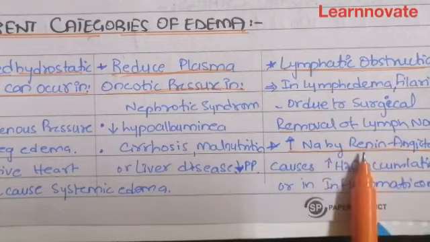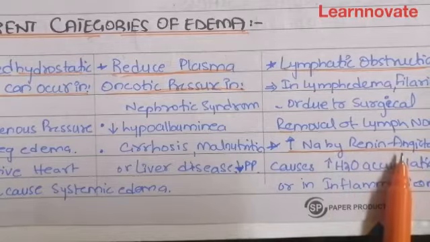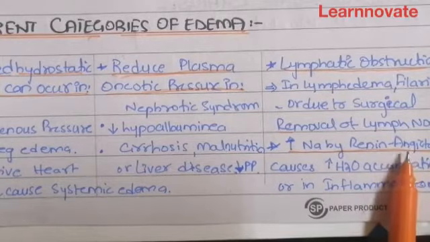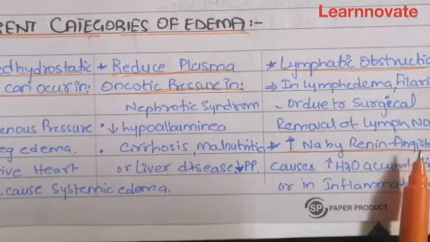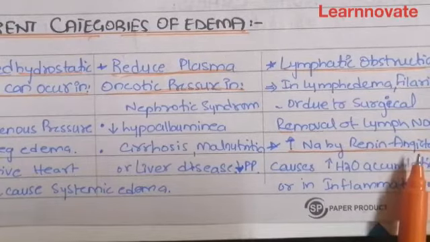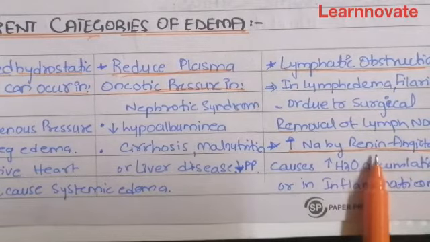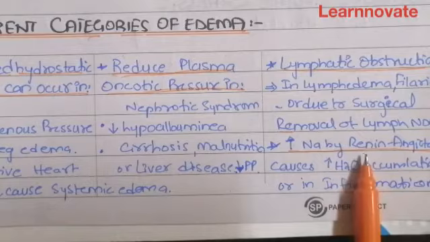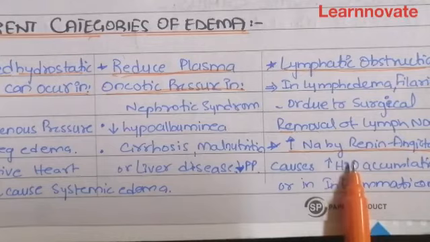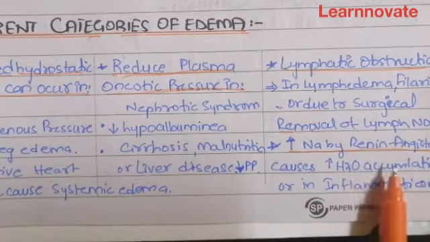Now the fourth main category of edema is increased sodium and water retention, and this occurs by activation of the renin-angiotensin system. When there is a decreased blood volume, as happens in congestive heart failure or other conditions, the blood volume decreases and there is a signal for the renin-angiotensin system to become activated. Then there will be increased sodium retention by the kidneys, and we know that water follows the sodium. So when there is increased sodium retention, the water also increases and accumulates in the extracellular spaces, and there will be edema.